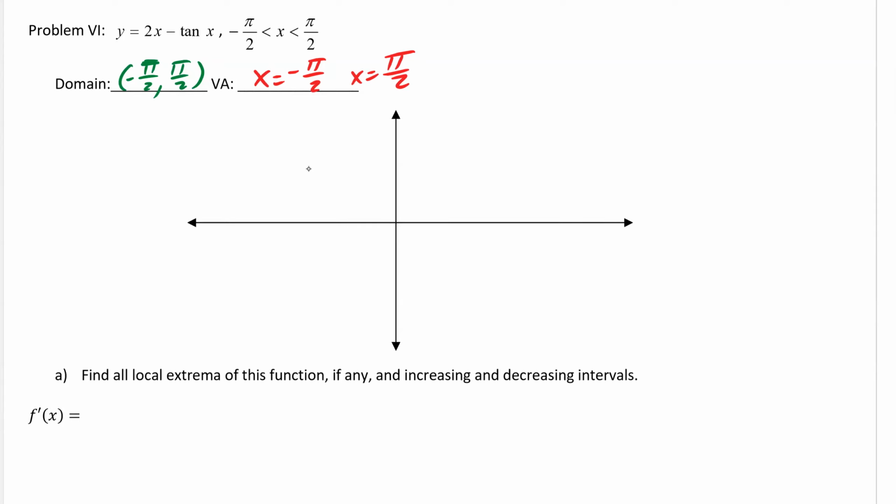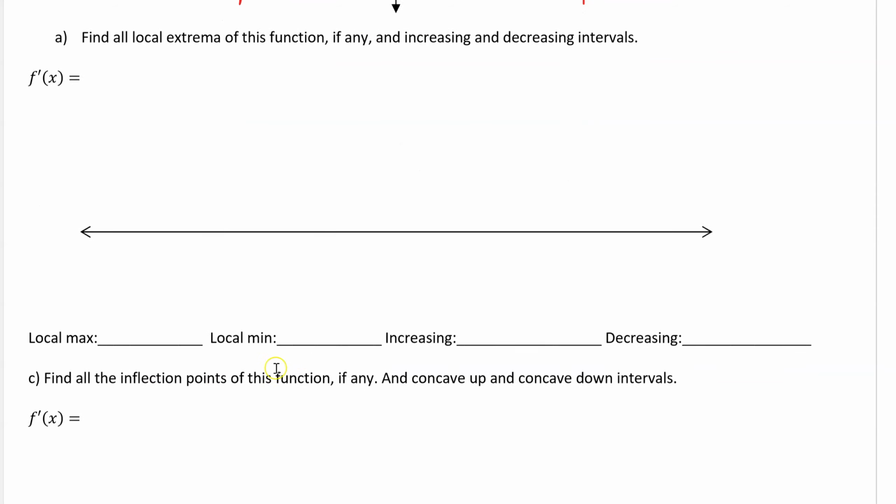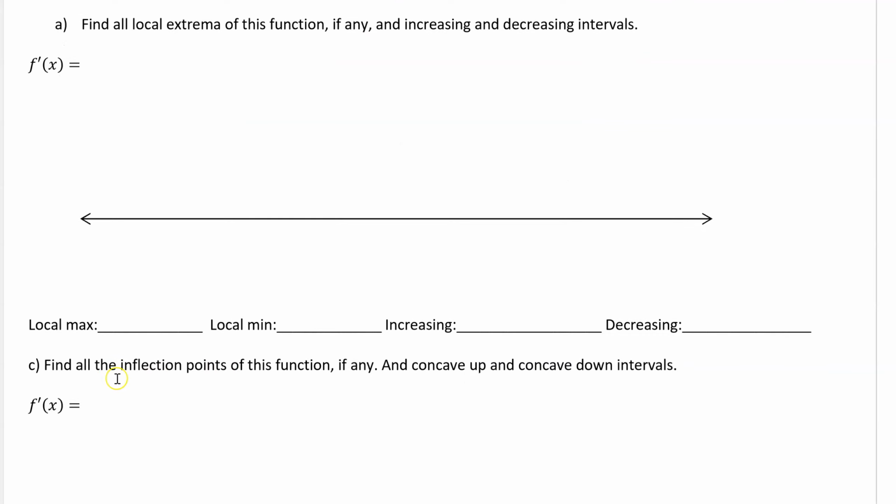And so because of tangent there, we still have that same situation. So at negative pi over 2, we've got a vertical asymptote. And then over here at pi over 2, we also have a vertical asymptote. So when you're dealing with your tangent, cotangent, secant, cosecant, you want to include those vertical asymptotes. All right, so now we're going to take the first derivative and find all of its info, and then the second derivative and find all of its info.